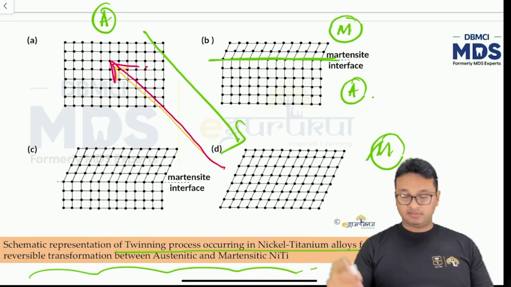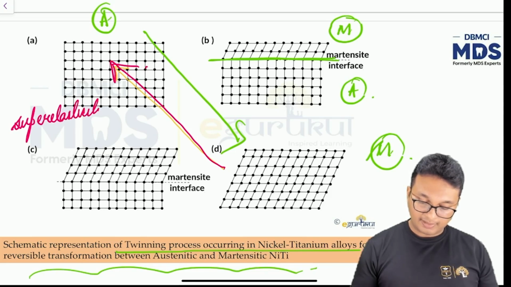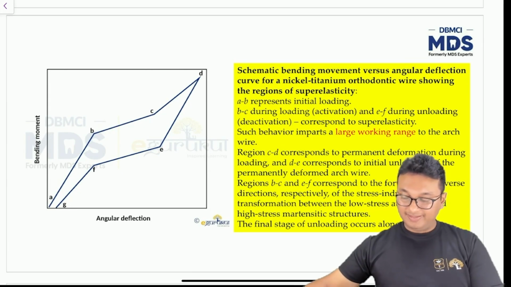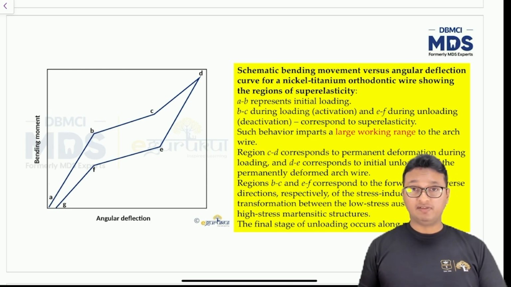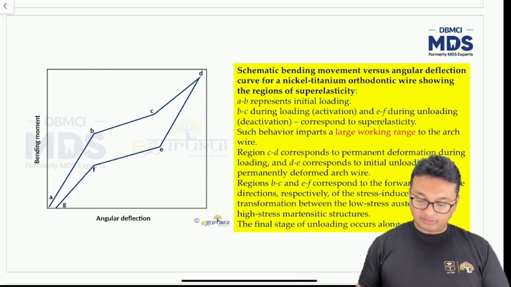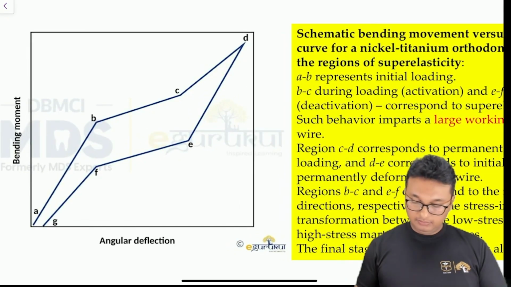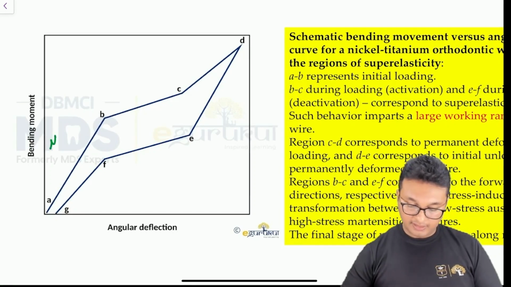So this process is known as superelasticity. All right, so coming to this particular graph, this graph is plotted as bending moment against the angular deflection of nickel titanium arch wire. As you can see in this graph, certain sections are present here.